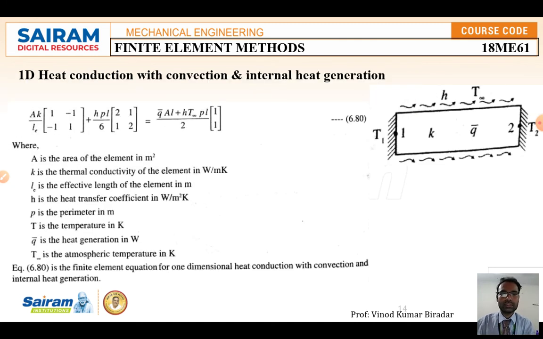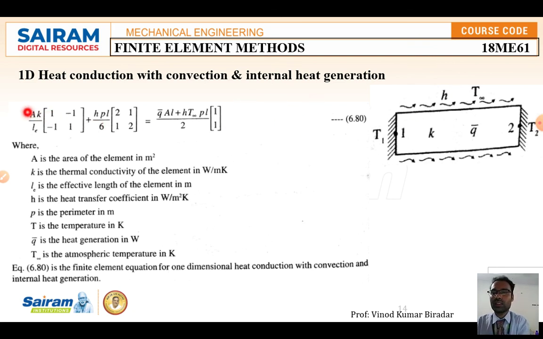Coming to the next case, heat conduction with convection and internal heat generation. Here one end is completely fixed, and node number 2 is also completely fixed. If you give the heat, internal heat generation takes place, that is heat flux, denoted by q dash. For such a problem you use this formula: AK by L [1 -1; -1 1] plus hPL by 6 [2 1; 1 2], times Q, which is equal to q dash AL plus h T infinity PL by 2 [1; 1]. This is the equation you use when there is internal heat generation.